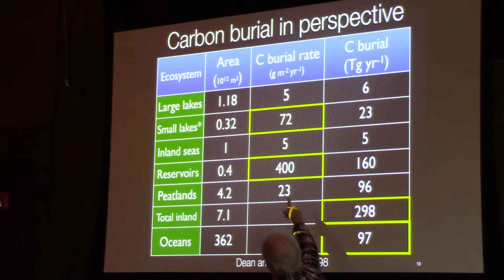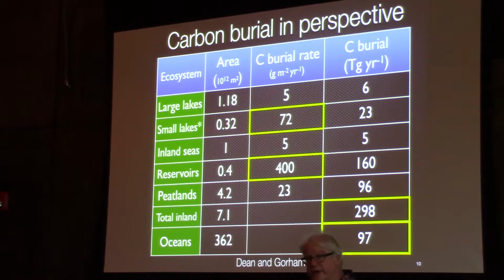But they also quantified the burial rates. So this is the amount of carbon that ends up in those sediments in a given year. And so the numbers are quite variable. But you see that large values are associated with reservoirs, which we didn't have any clue that they could bury so much carbon before this paper was published. And also small lakes and wetlands, okay?